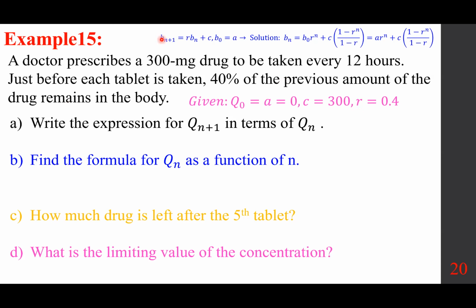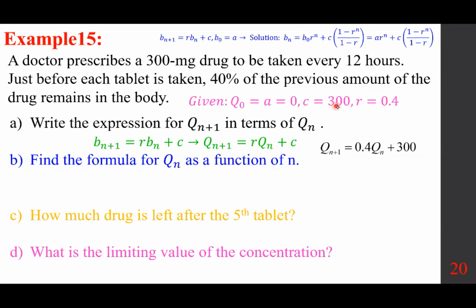Now, I'm going to write this formula with Q. Look at this formula. We change the B to Q. And all you have to do, this is the beauty of writing the given, I'm going to replace the R with 0.4, lowercase c with 300, and we are done.